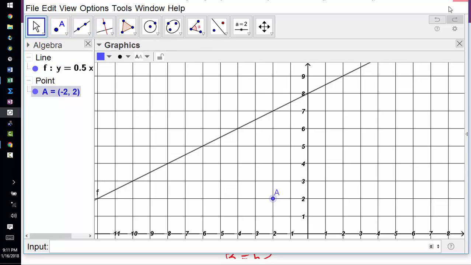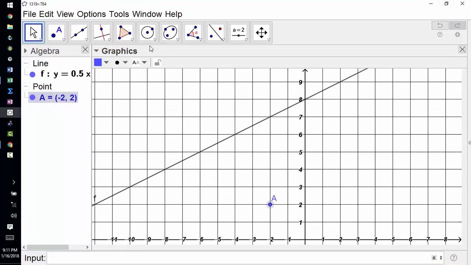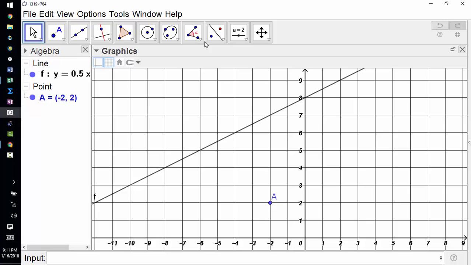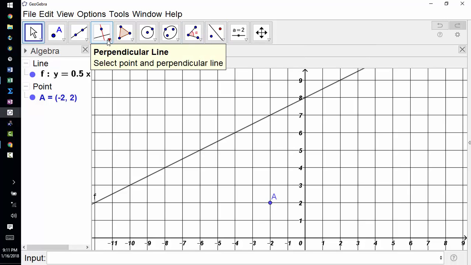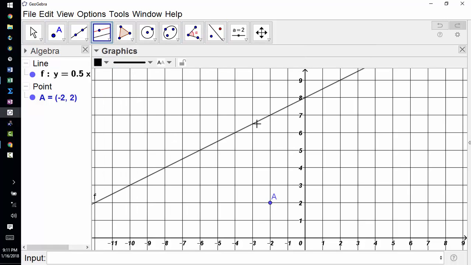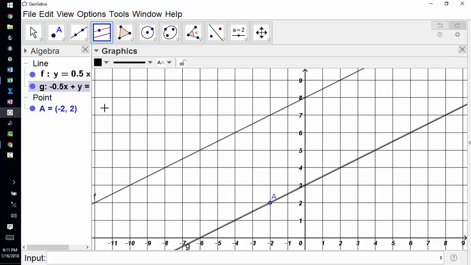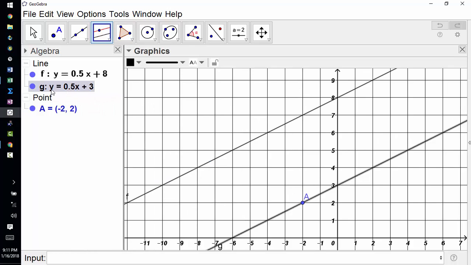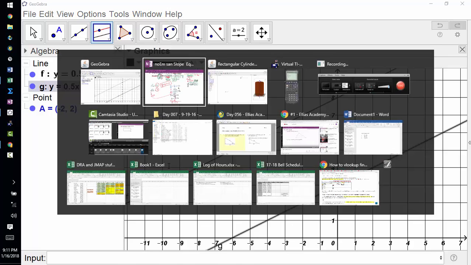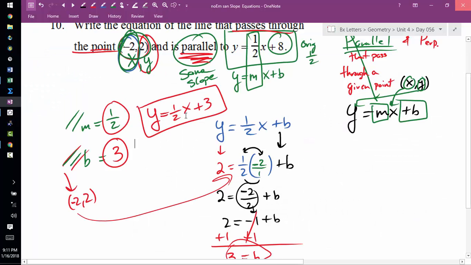And what we want is a parallel line. So we're going to make this not a perpendicular line, we're going to make a parallel line. So we're going to be parallel to this through that point, and that's going to give us this new equation. It's still y equals that half slope, and now our y-intercept is 3. What we had, y equals 1/2 x plus 3.